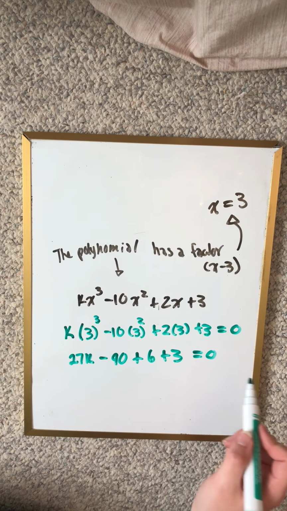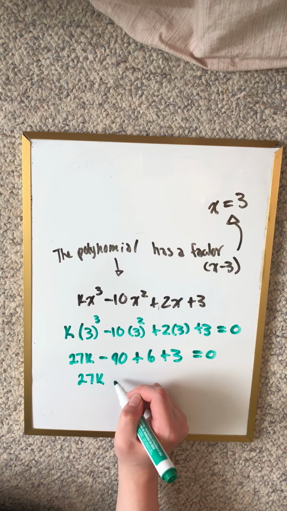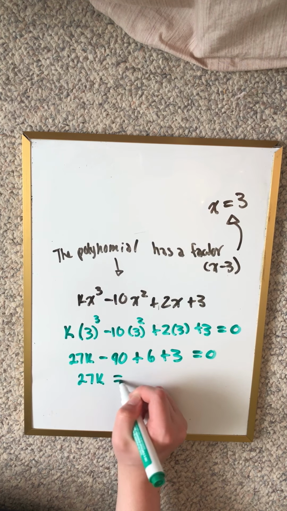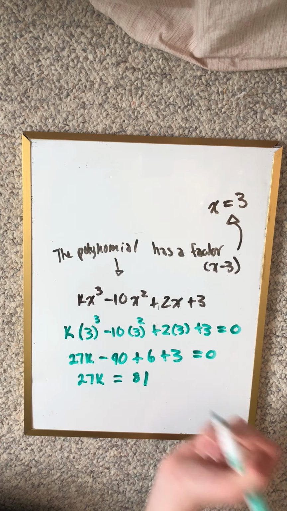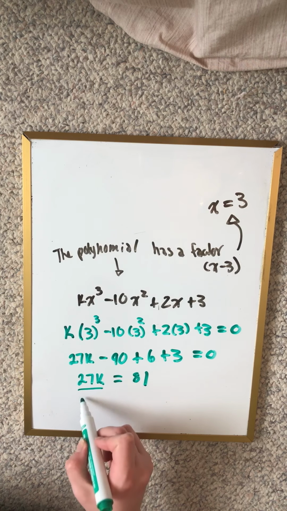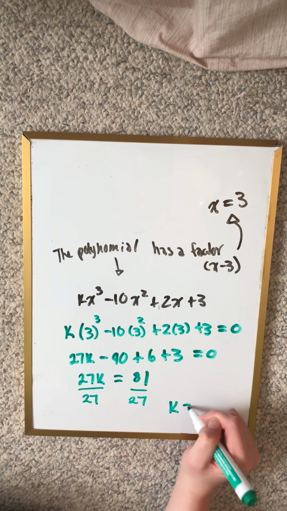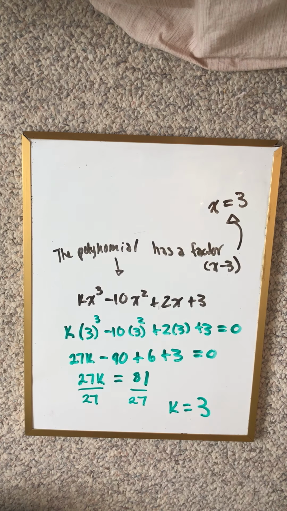So now we can bring all of our constants to one side, which is going to be 81. And now we want to get k by itself, so all we need to do is divide both sides by 27. And our k value is going to be 3. So using remainder theorem is really helpful in these types of questions because it can help us solve for unknown values in our equation.